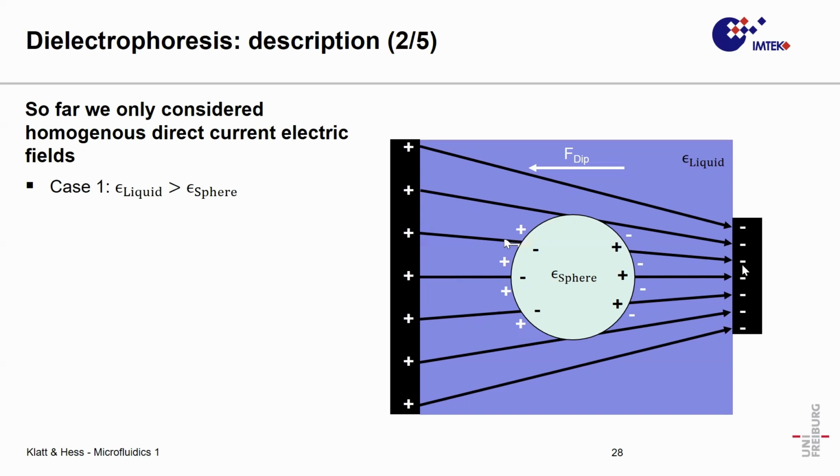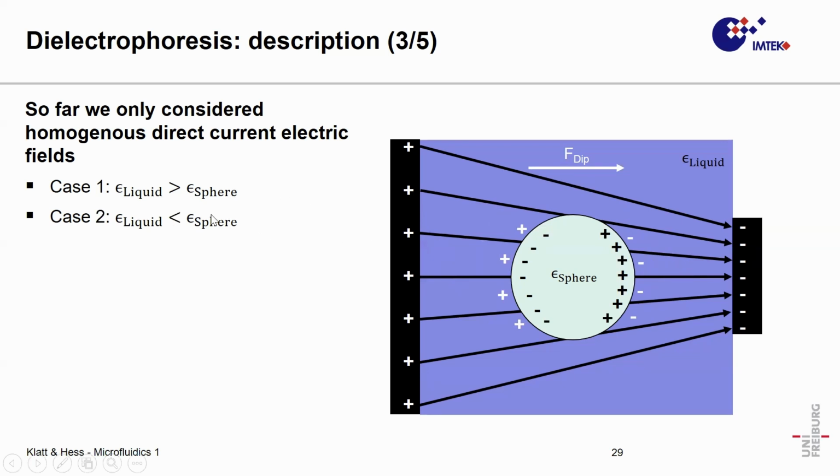And this means that there's a repellent force in between those negatively charged areas, and there's a repellent force between the positively charged areas here. And as the gradient, so the distance between the lines, is bigger on the left side of the sphere than on the right side, the repellent forces of the right side will be stronger than the repellent forces on the left side. And this is why we get the dielectrophoretic force in the left direction in this case.